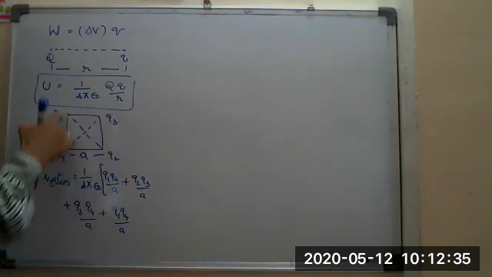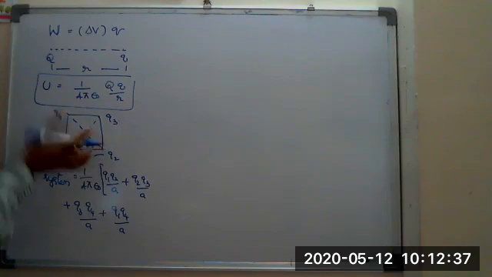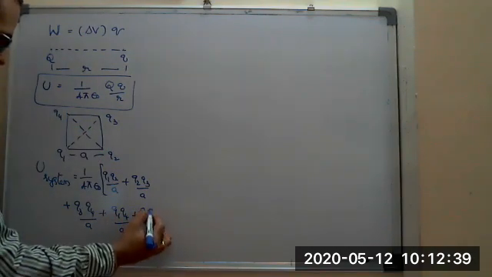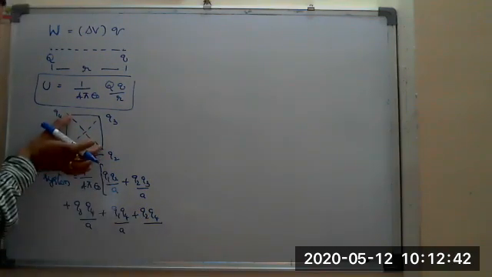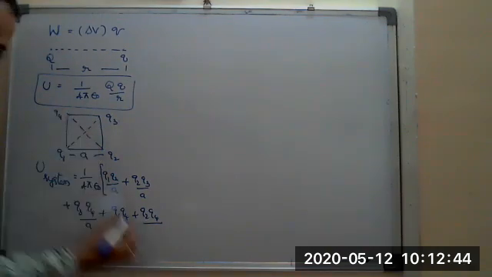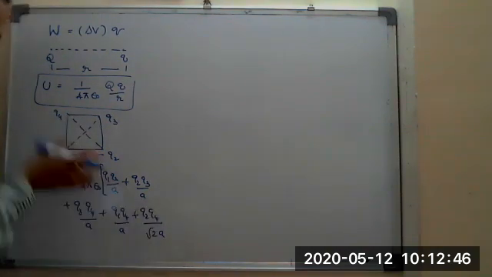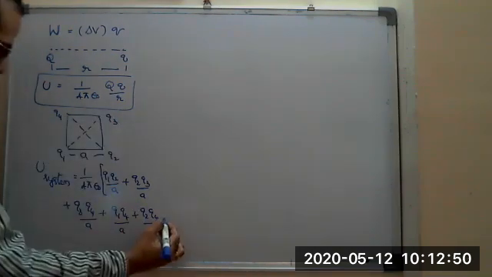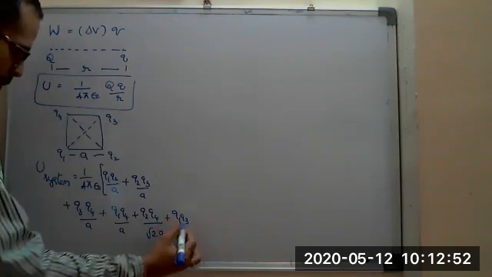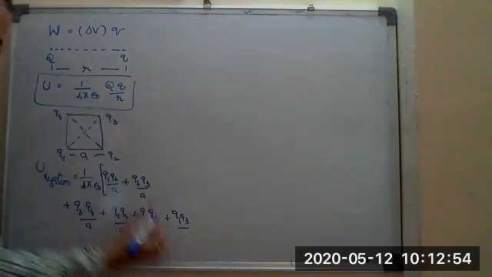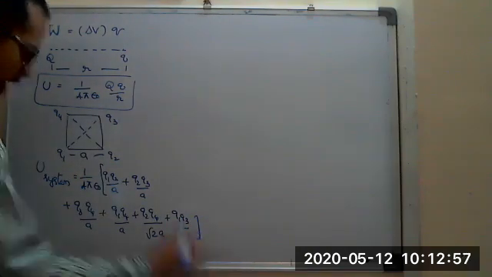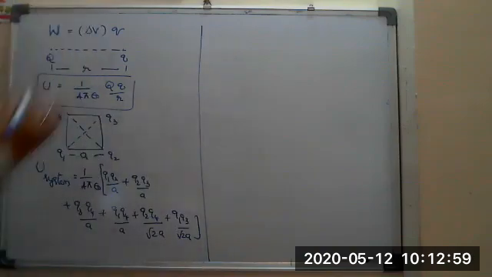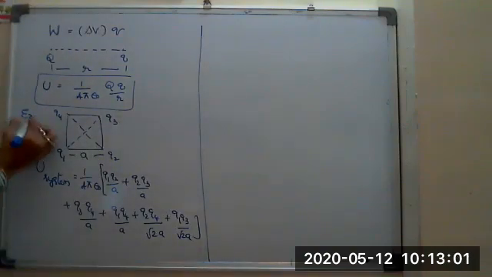Now coming to the diagonal, pairs are plus Q2, Q4 by the distance, which is not A, it is root 2A, the length of the diagonal. And here across this diagonal also plus Q1, Q3 by the separation root 2A, which is the length of the diagonal. Just I gave the example here of how to get the potential energy between the charges.